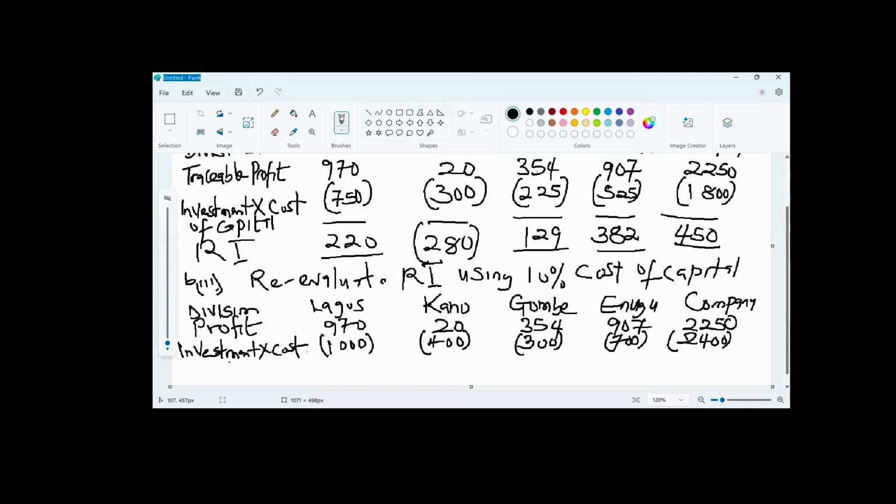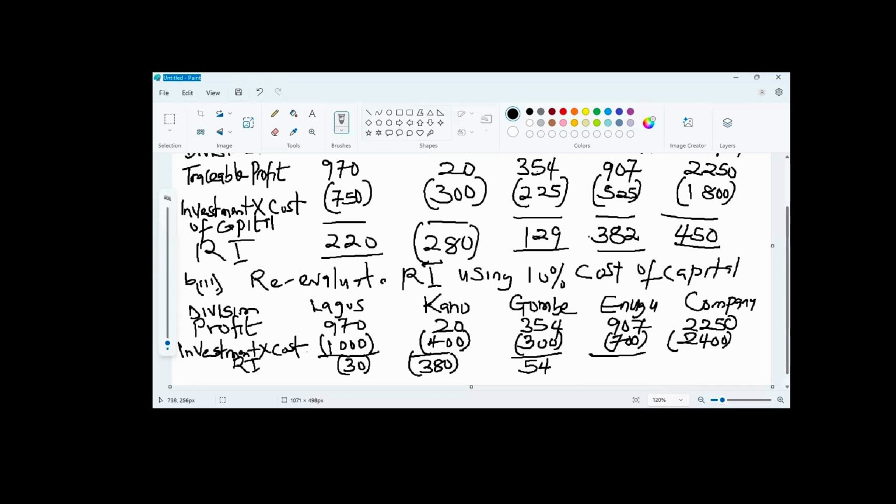You can now get new residual income. This will give us -30. This will give us -380. This will give us +54. This will give us 206.